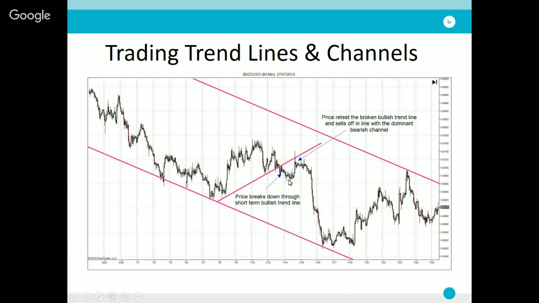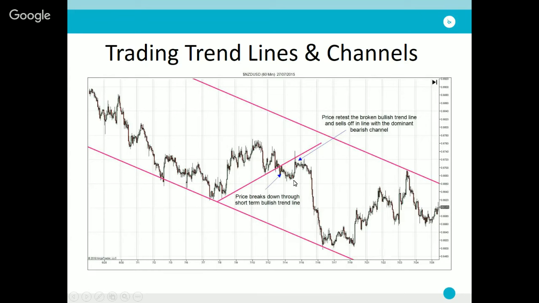So it's kind of like a slingshot move if you think about it. Price has broken down through the trend line, the slingshot has pulled back, we've retested the trend line, failed, and then it's let go here and catapulted back down. So this is the way in which I would look to trade these.